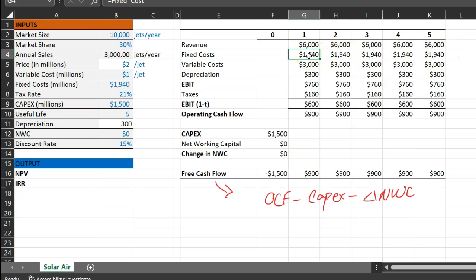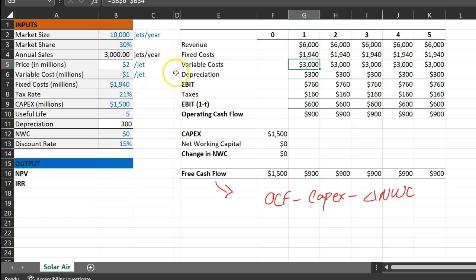One thing I would like you to note here, and this is absolutely critical, is that I have a separate input section here. When I'm running my model, in other words, when I'm doing my calculations, I'm not hard coding any of the numbers. What I mean is that for the fixed cost of 1.94, I'm cell referencing this cell over here. I'm not putting 1940 in my calculation directly.